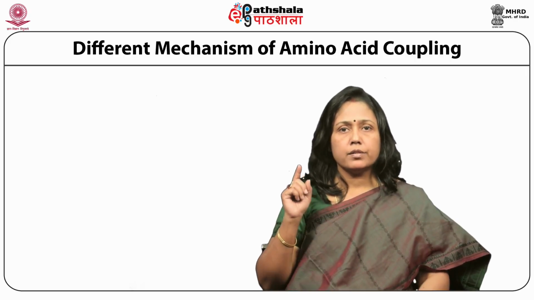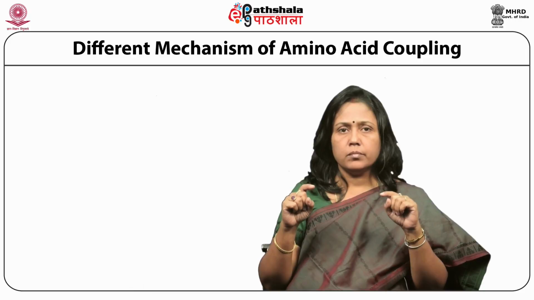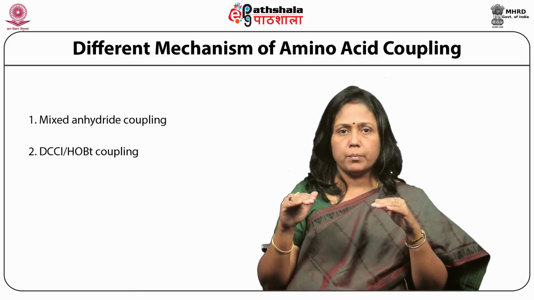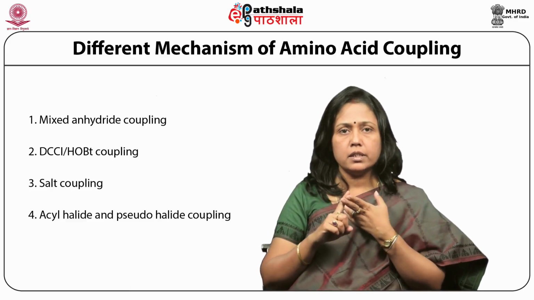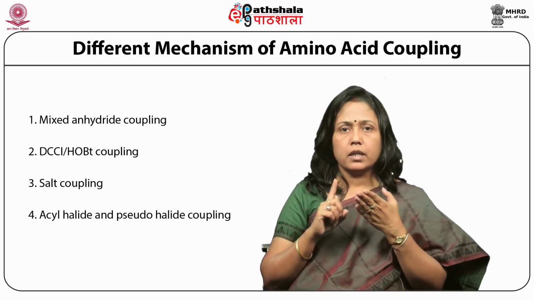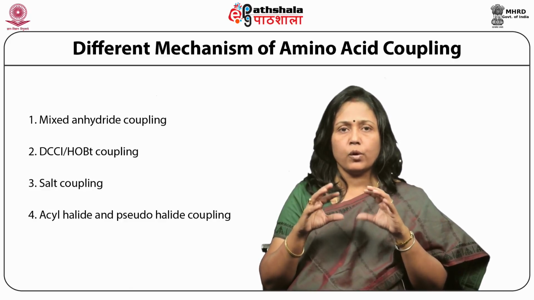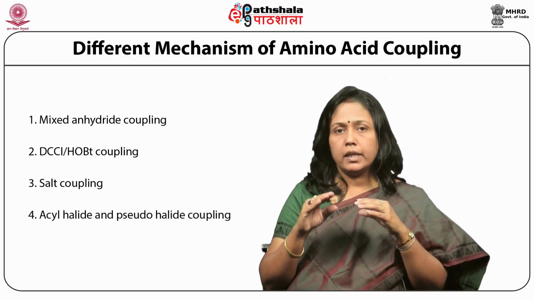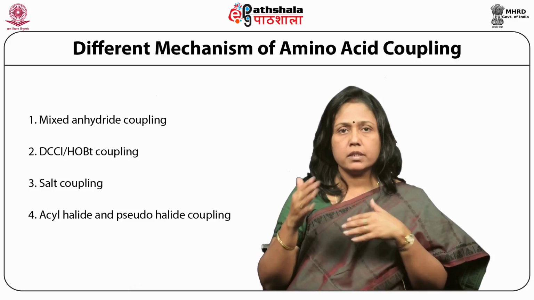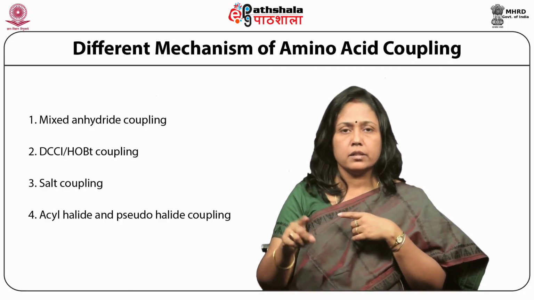Different mechanisms of amino acid coupling. There are different mechanisms to couple two amino acids: mixed anhydride coupling, DCCI-HOBT coupling, salt coupling, and acyl halide and pseudo halide coupling. In mixed anhydride coupling, NHS and EDC are used for the coupling method, and in DCCI-HOBT coupling, the carboxylic group is activated by DCCI and HOBT. In salt coupling, NaCl is usually used for the salt, and in acyl halide and pseudo halide coupling, halogens are used for the coupling. But among these four coupling methods, the first two, mixed anhydride coupling and DCCI-HOBT coupling, are used more in practice for peptide synthesis.